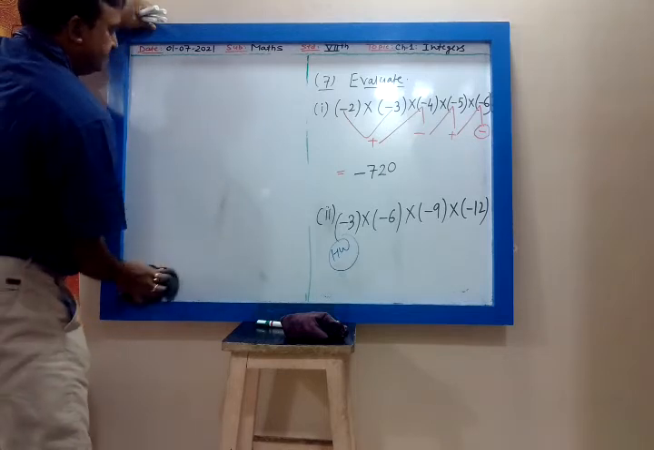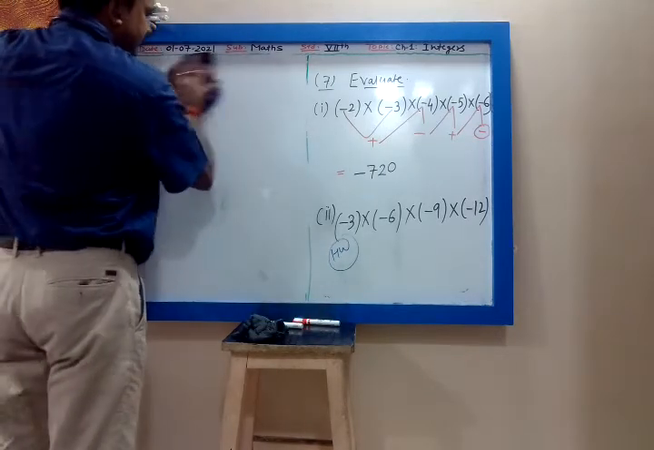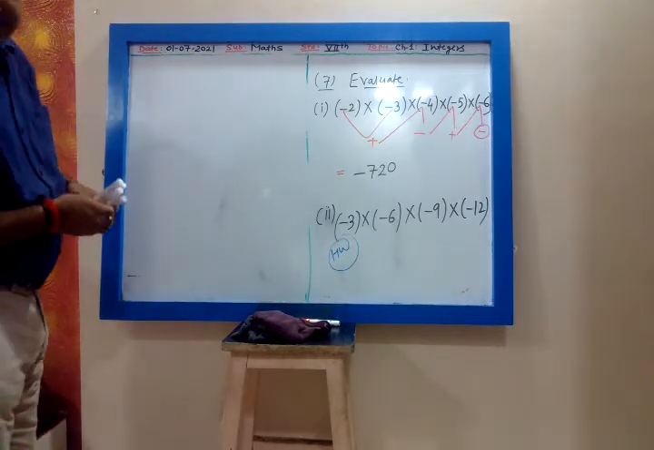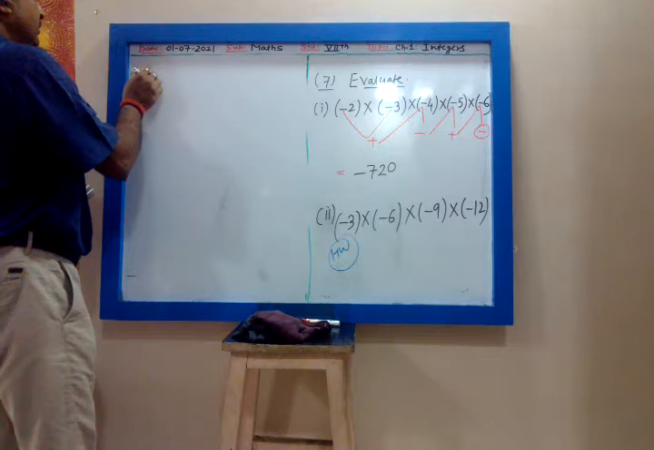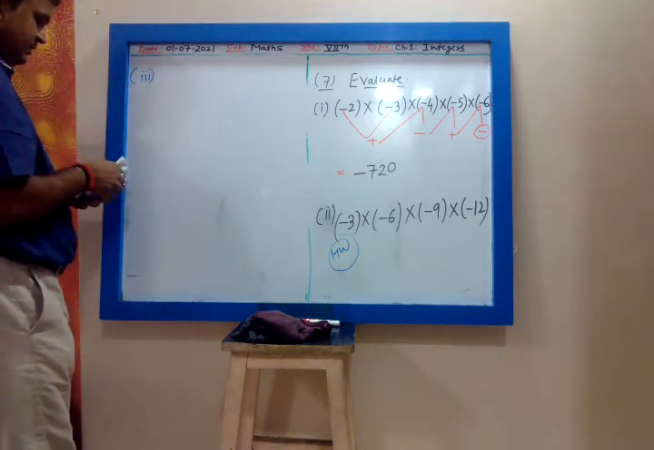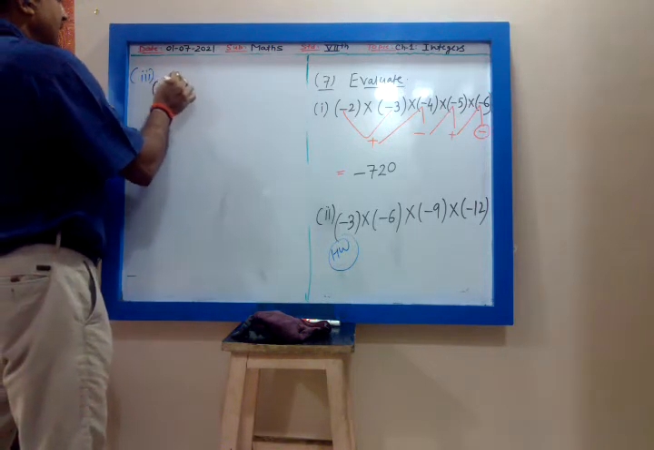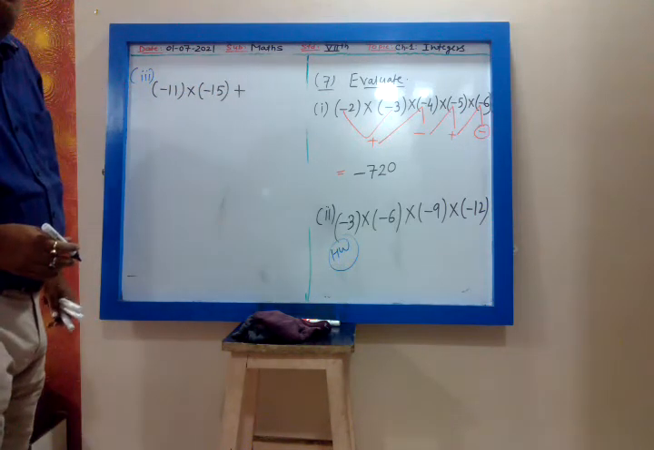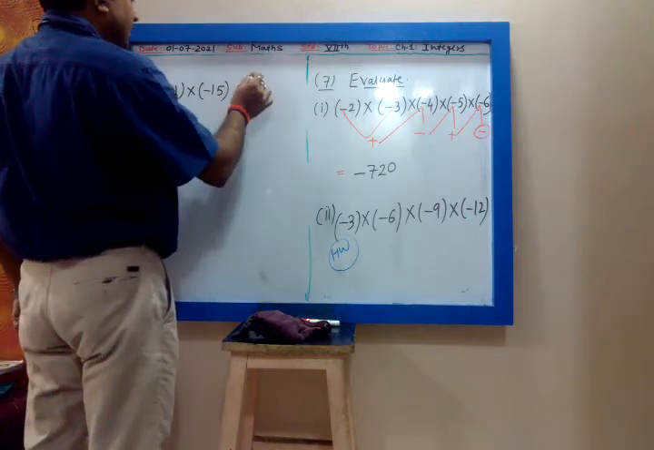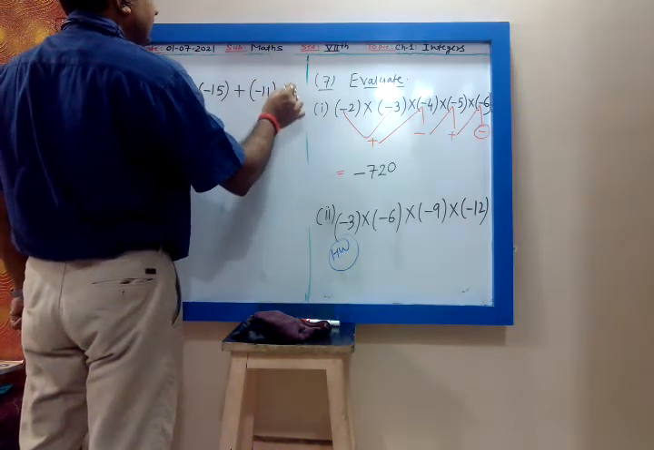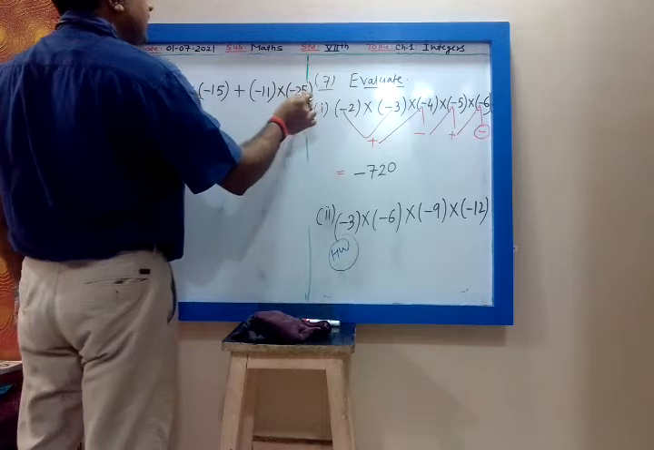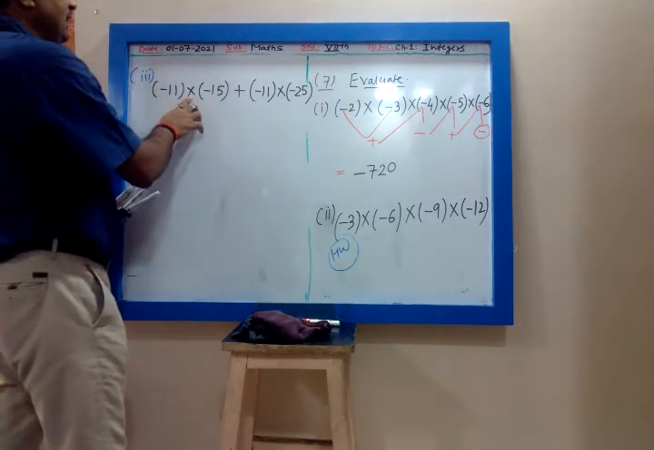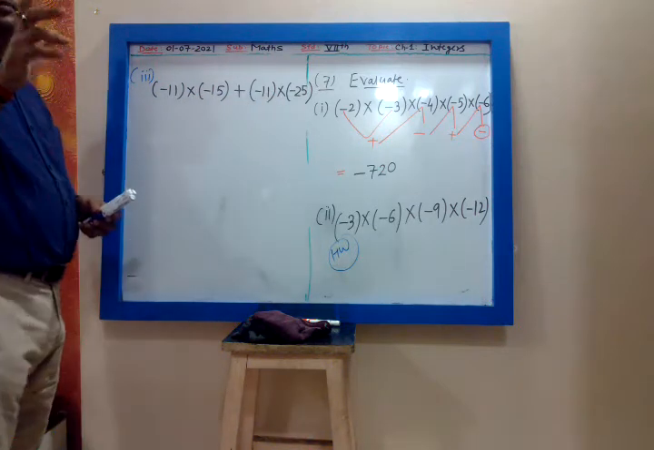Then third one: minus 11 into minus 15 plus minus 11 into minus 25. How many operations can you see? Multiplication, addition, multiplication. So you follow BODMAS.